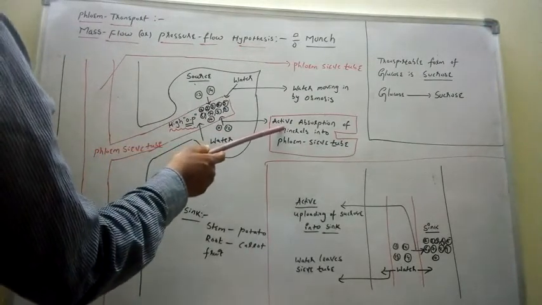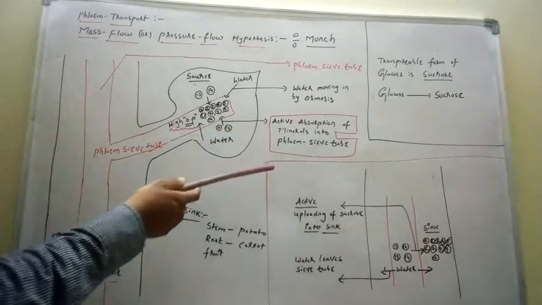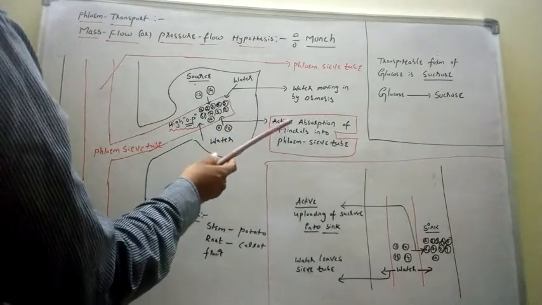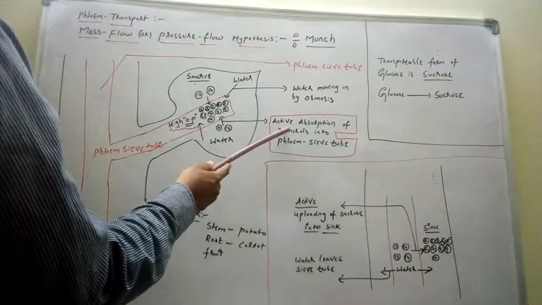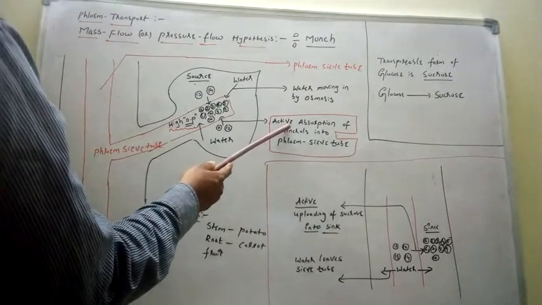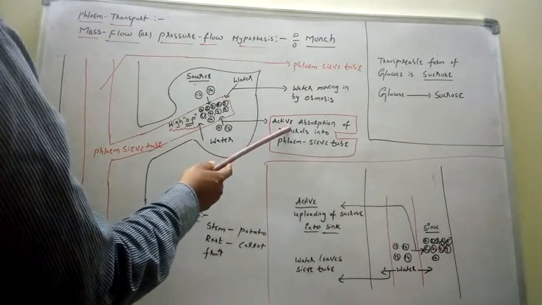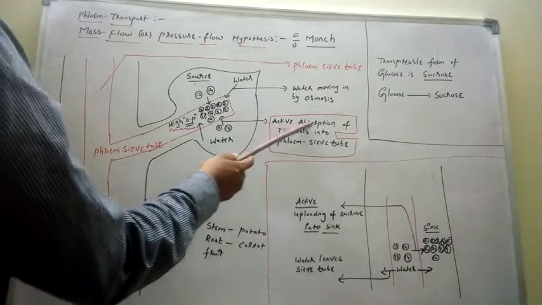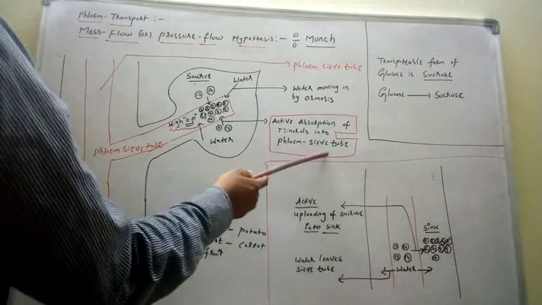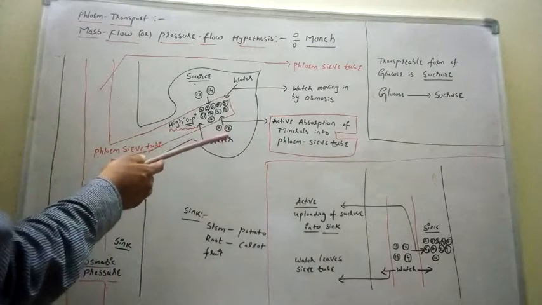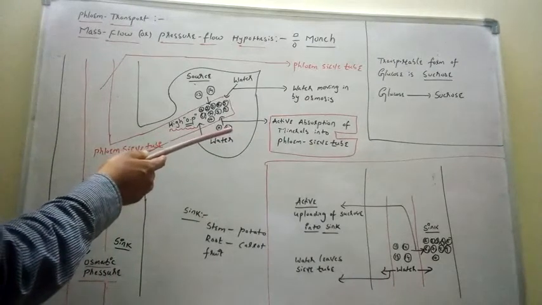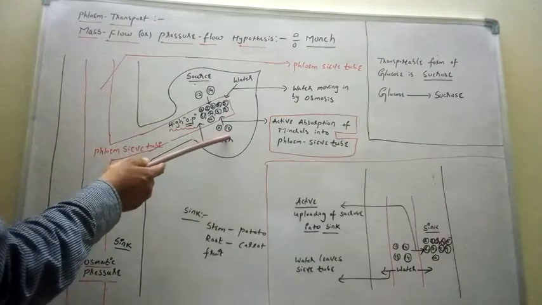What is meant by active transport or active absorption? The transport of substances from a region of low concentration to high concentration by using energy in the form of ATP. So active absorption into the sieve tube will take place. So the sucrose molecules that are formed in the leaf parenchyma cells are entering the sieve tube by active absorption.